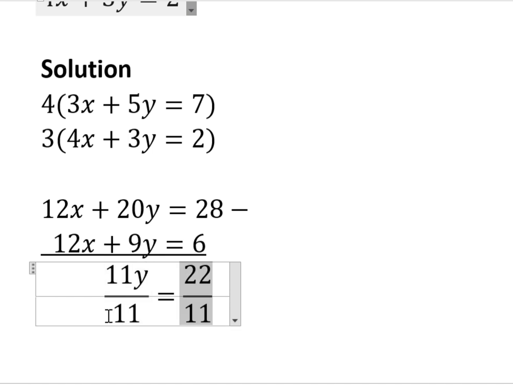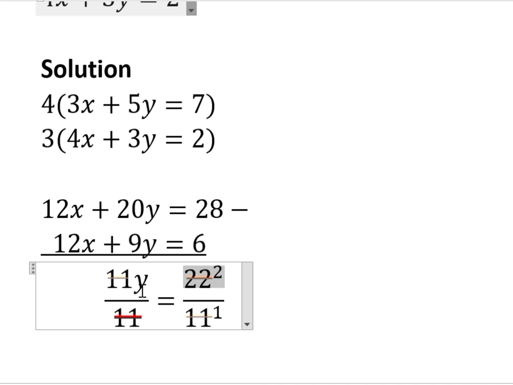We realize that 11 cancels here once, and it also cancels here once. Then for this other one, 11 cancels here once, it cancels here twice. So that means y is equal to 2.